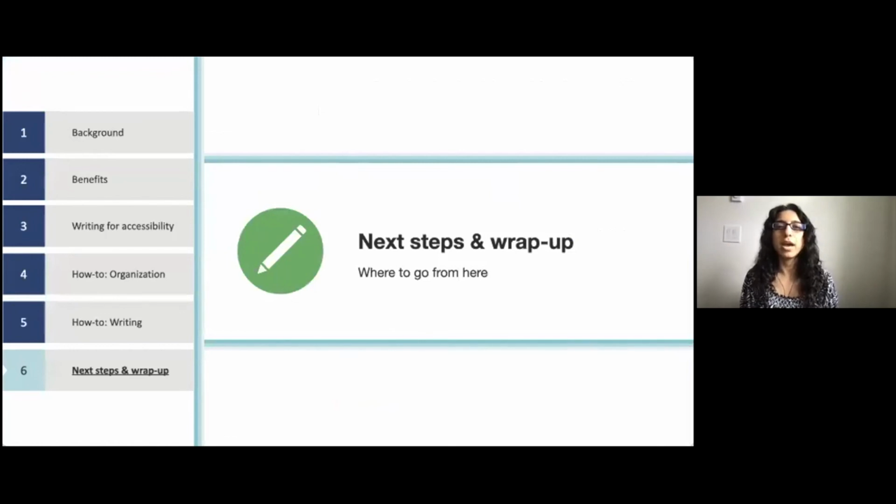Okay, so now that you have an idea of how to improve content organization on the page and write in a way that's going to be easier to understand, especially for people who have disabilities, I just want to take a couple of minutes to talk about the next steps, and then I'll wrap things up.